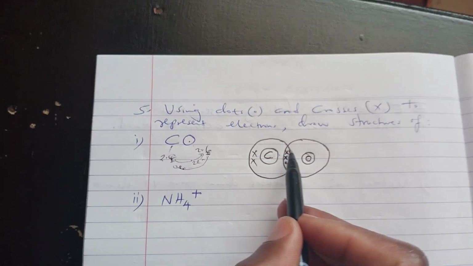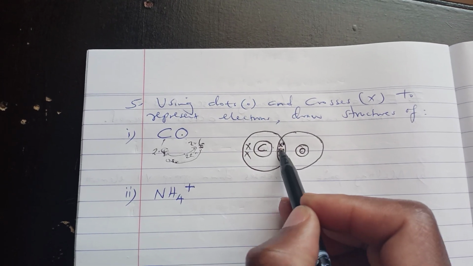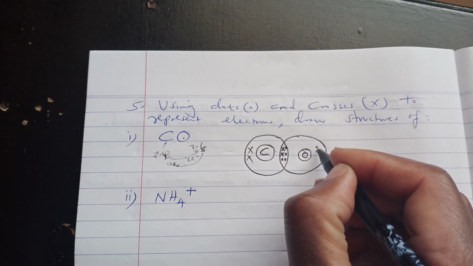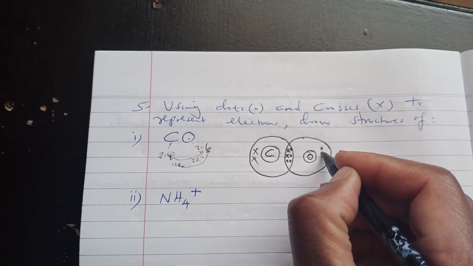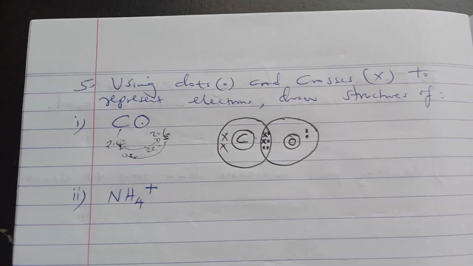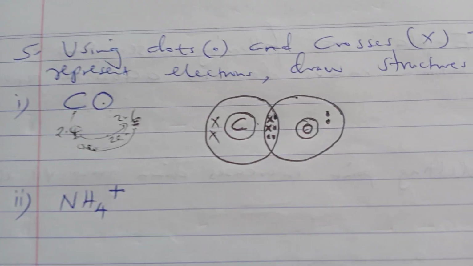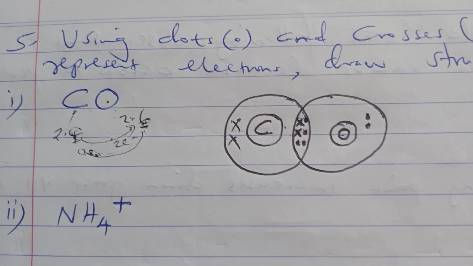If you have 1, 2, 3, 4, 5, 6, 7, 8, carbon is okay. 1, 2, 3, 4, 5, 6, so you remain with what? 2 electrons here that are not being used, so you'll have the molecule looking like that. Carbon monoxide, drawn like that.